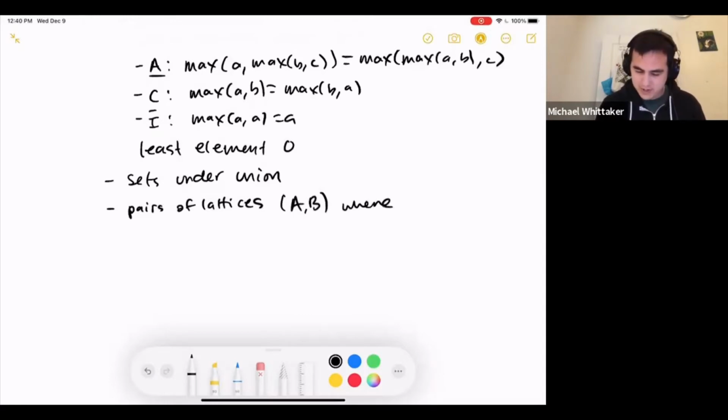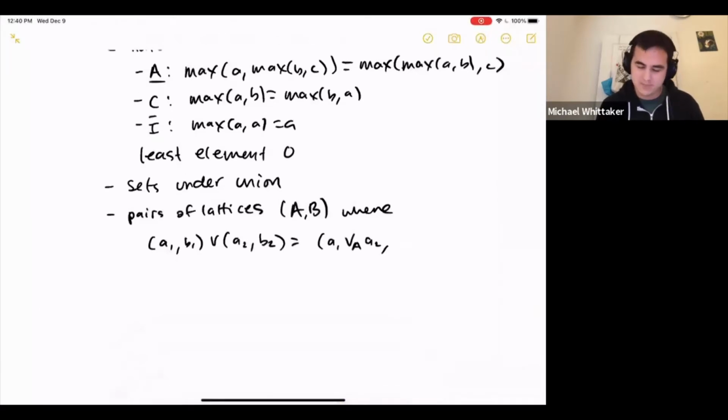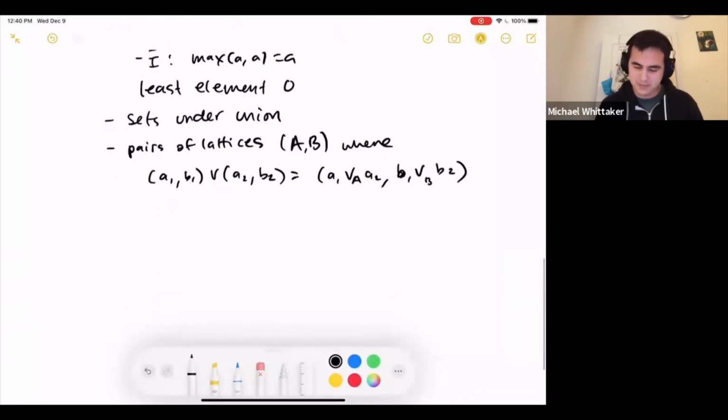where my join operator takes in two pairs, A1, B1, and I join it with some other pair, A2, B2. And this is just going to be a pairwise join. So it's going to be A1 joined with A2 using the join operator from A, and then B1 join B2 with the join operator from B. All right, so we can actually compose lattices.